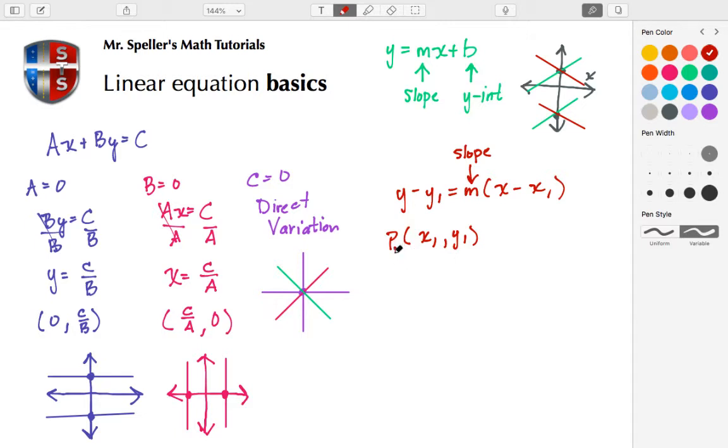I'm going to call that point 2. So if we have point 2, P sub 2, that's going to have an x value of x sub 2 and a y value of y sub 2. Now, we could use these 2 points to figure out what the slope is. So in this case, we'd figure out that the slope is equal to the difference in y values divided by the difference of x values.